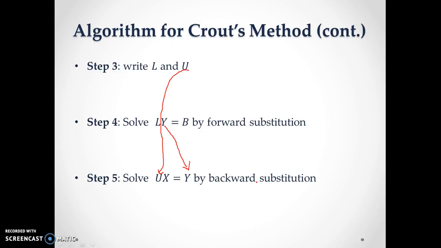Okay, so what is the backward substitution? Again, that I'm going to explain when I solve the example. That will be in the next video lecture.